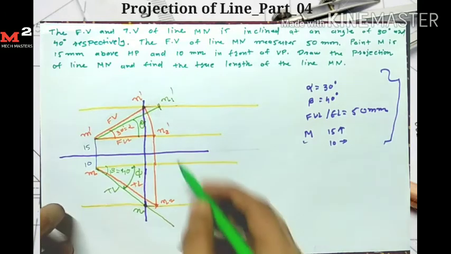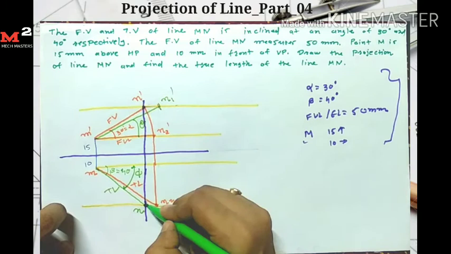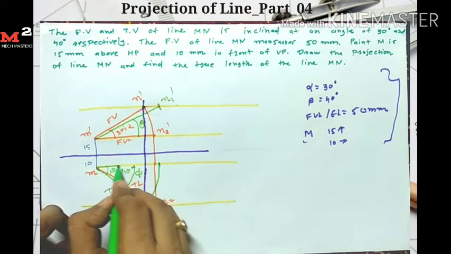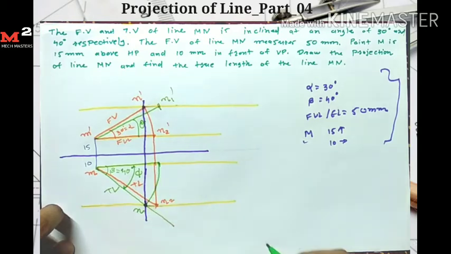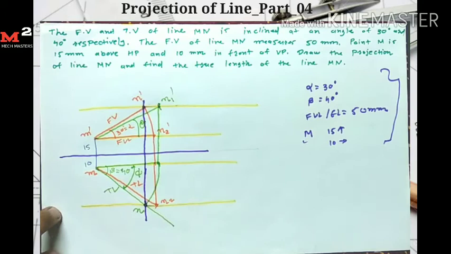You can find this true length by another method, by taking the arc from this top view. I take the arc here, so I get the top view length here. Now from this line, if I take the projection, it intersects here. So you can find the true length by either of these methods.